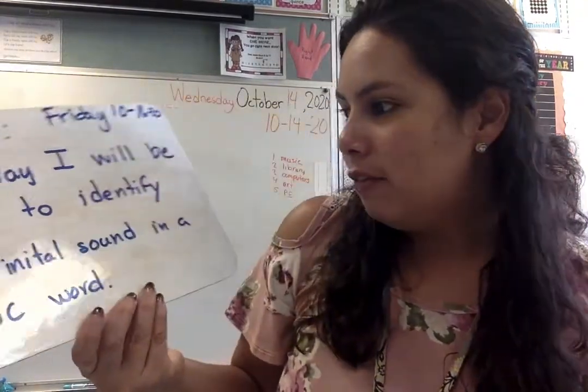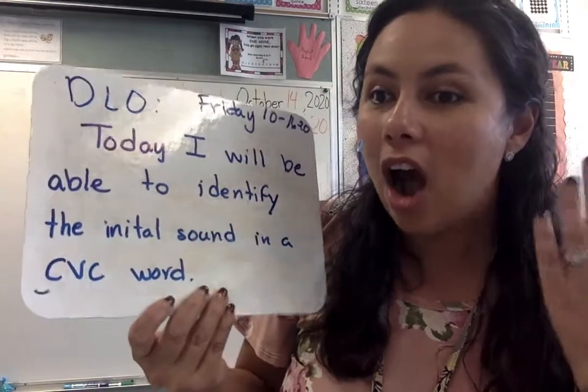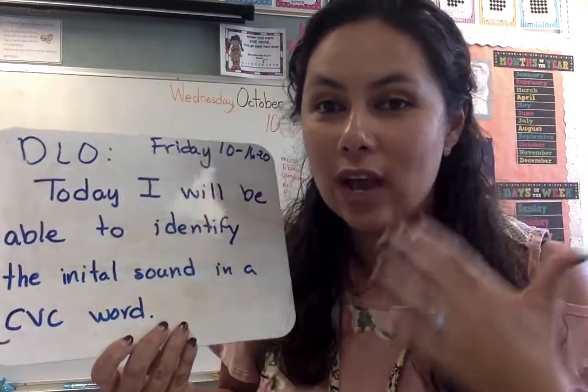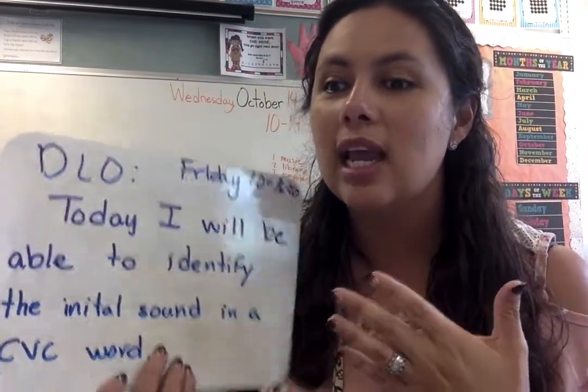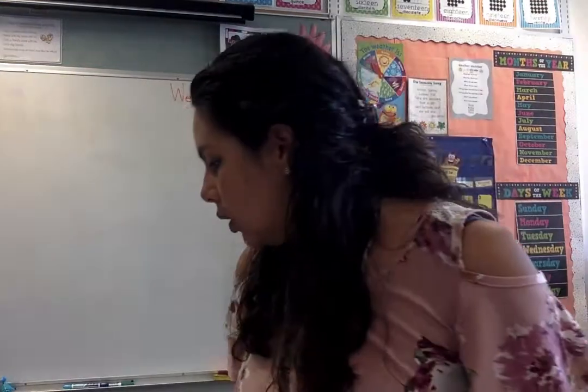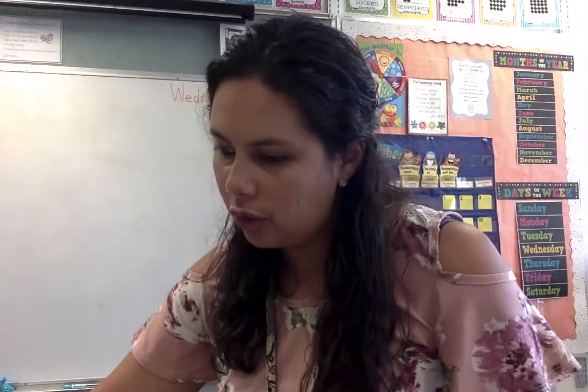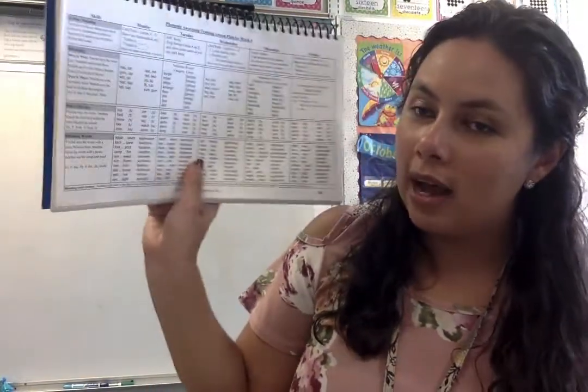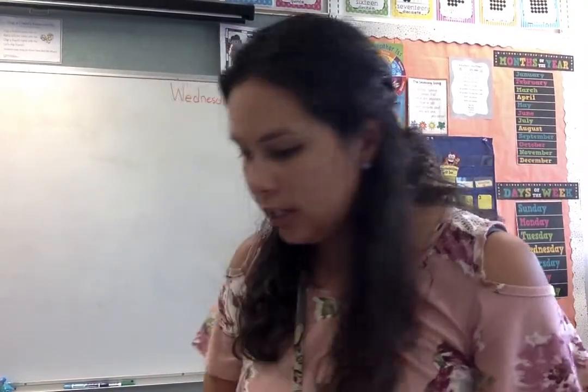We're looking for the first sound, the onset sound, the first sound that comes out of your mouth when you say a CVC word. Okay, so I have a few here that I'm going to show you. But before we do, we always go over some of our phonemic awareness skills because we want to review as much as we can, right? So I'm going to show you some words that rhyme.